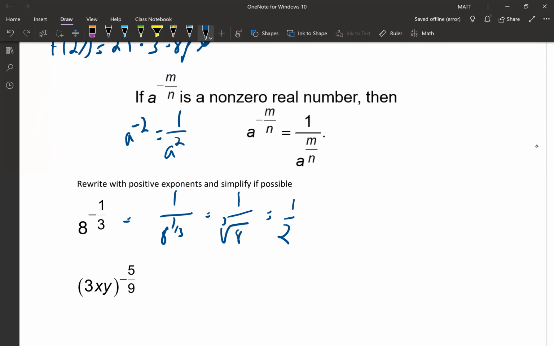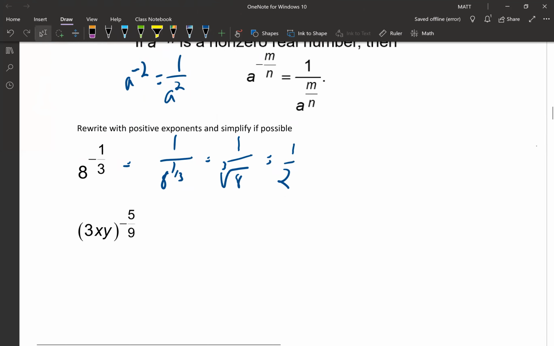Okay, let's look at the next one. We have something to the negative 5/9 power. That's the same thing as saying we have 1 over 3xy to the 5/9 power. So 1 over 3xy all to the 5/9 power.